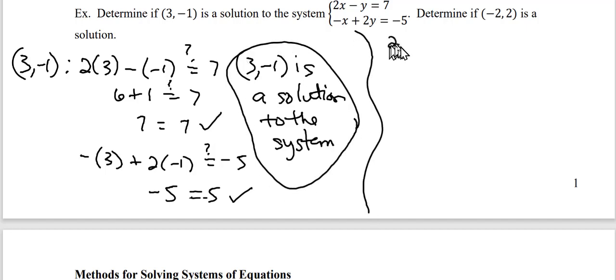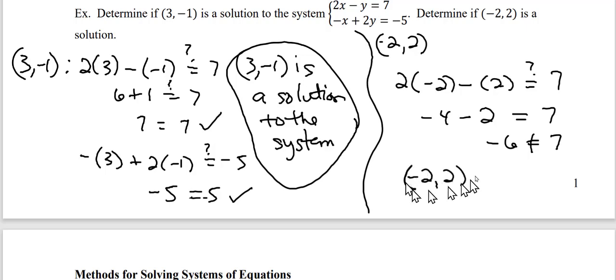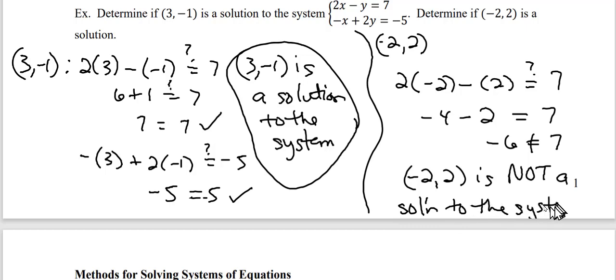Let's check negative 2 too. 2 times negative 2 minus 2, is that equal to 7? Well, no, because that's negative 4 minus 2. Negative 6 is not equal to 7. I don't even have to check it in the other one. It has to work in both, so if it doesn't work in one, we're done. That is not a solution to the system.